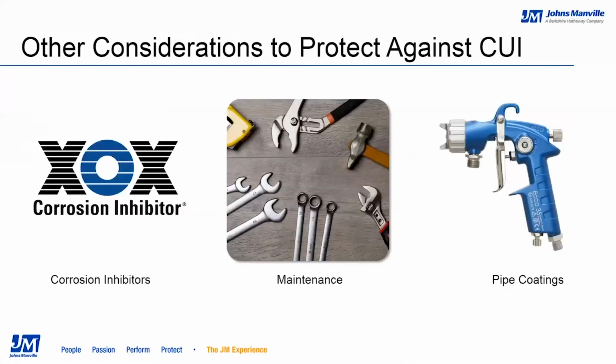Other considerations to protect against CUI, as we've been talking about: there are several things to consider when combating CUI. Corrosion inhibitors are an excellent tool to have, especially in hot surface applications when the hydrophobic treatments have oxidized off. Consider using insulations that have corrosion inhibitors as a line of defense against CUI, because once the hydrophobes are gone, you still have a line of defense chemically to inhibit corrosion.